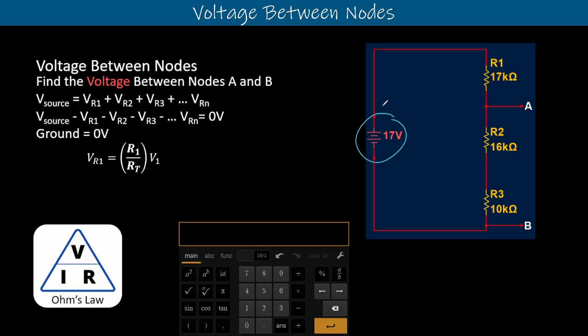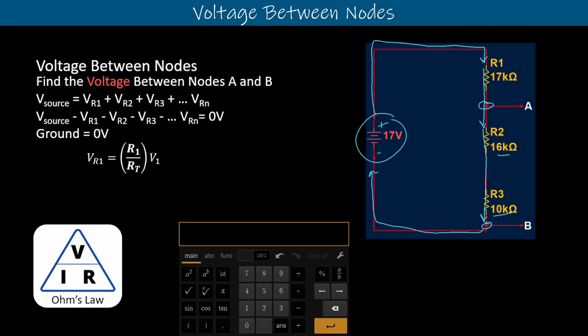So we were given this circuit here. It has a 17 volt source. It leads up to an R1 resistor at 17K, or 17,000. It goes straight down past node A right here to a 16,000 ohm resistor, and then it continues on to a 10 kilo ohm resistor here where it sees node B.